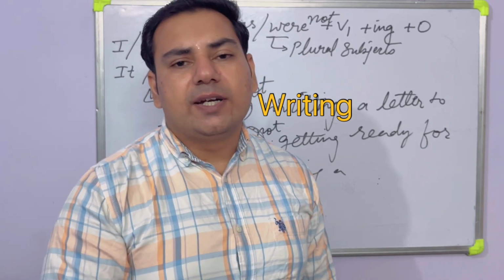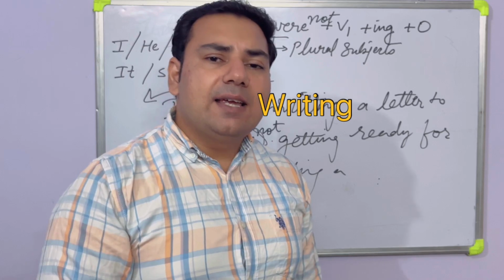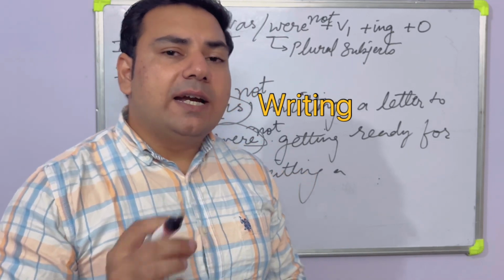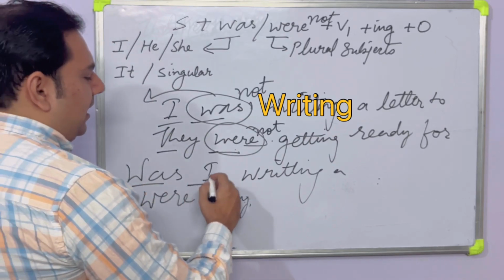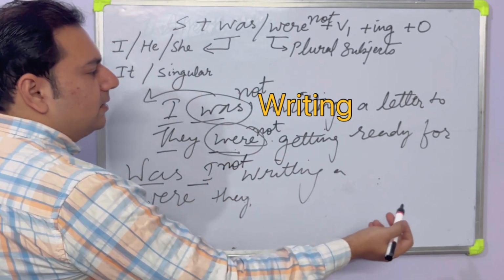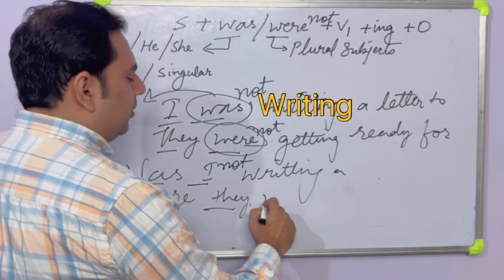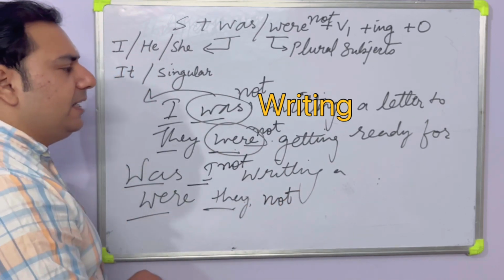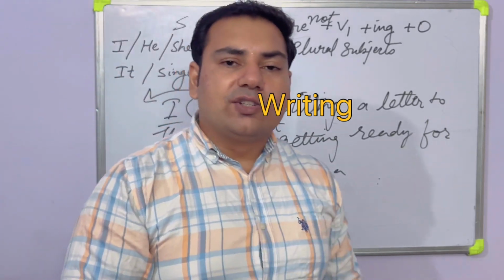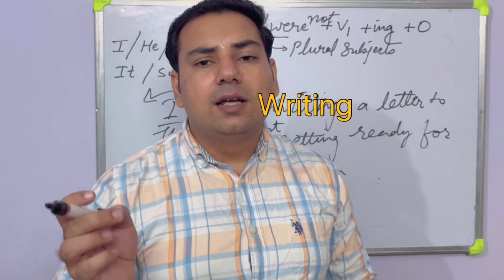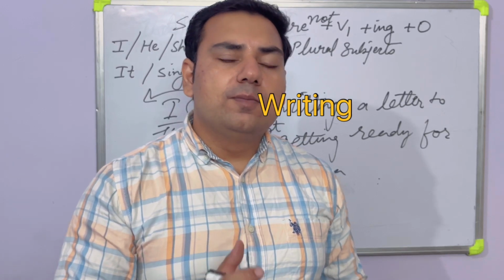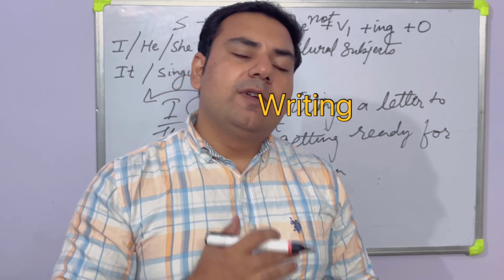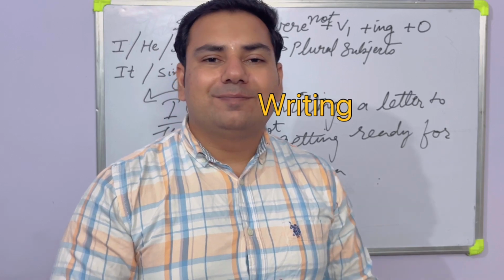So this is how you can create interrogative sentences, and in the same manner you can create the interrogative and negative sentences as well, like was I not writing a letter to my father? Were they not getting ready for the wedding? So this is how you can create the negative interrogative past continuous sentences. I hope that you have understood this concept. Now we will be moving to the past perfect.